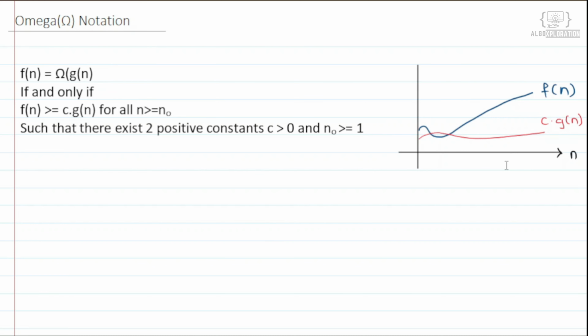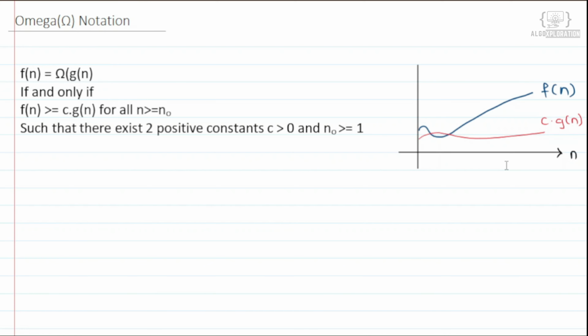In today's lecture we will learn how to represent omega notation. Before that I have shown you how to represent the big O notation. Big O notation was used to represent the upper bound of an algorithm, but omega notation is used to represent the lower bound of an algorithm.